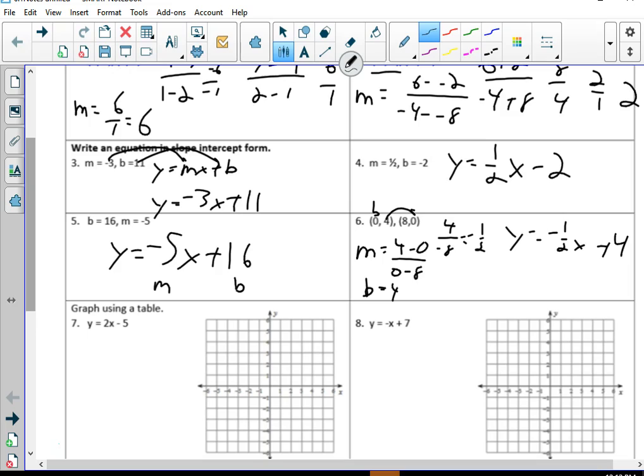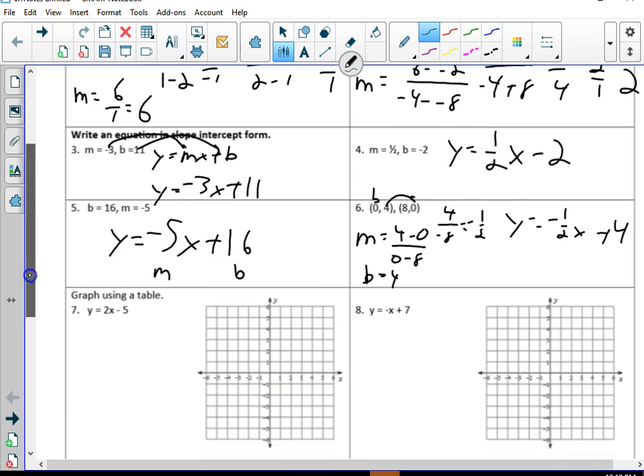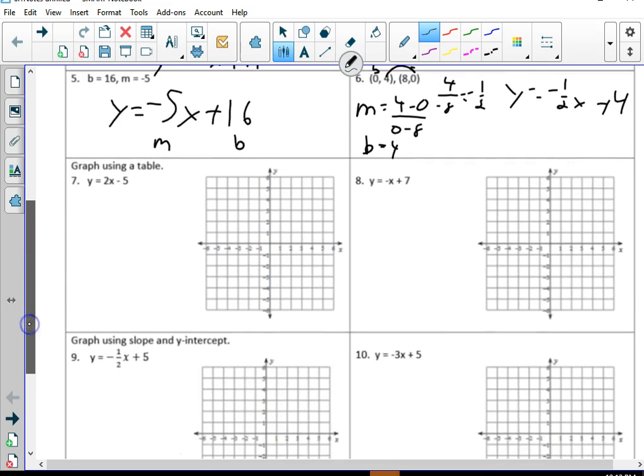So it was kind of hidden there like a puzzle. Okay? The answer was there, it just didn't say, I'm b, you have to find it. 8, 0 is the x-intercept, 0, 4 is the y-intercept. Okay, graphing.